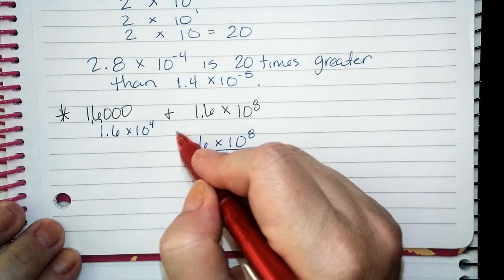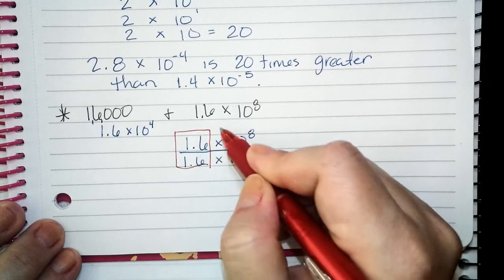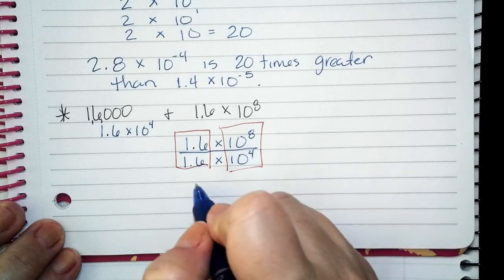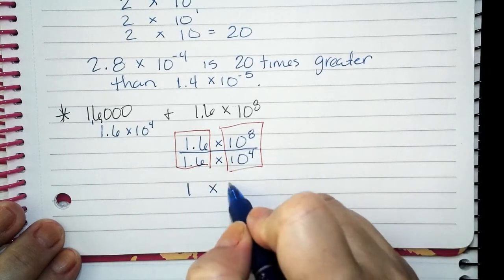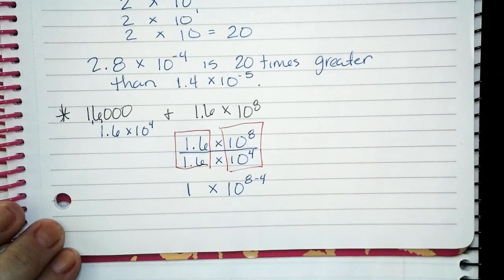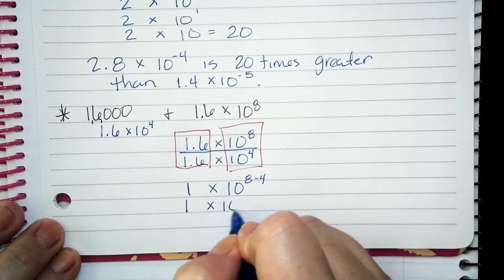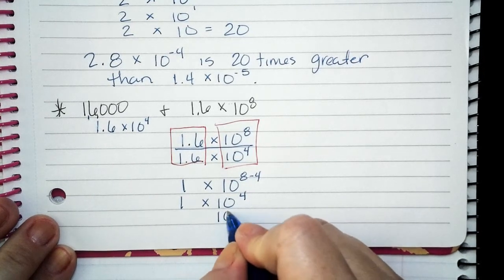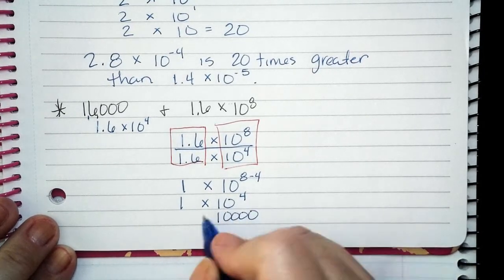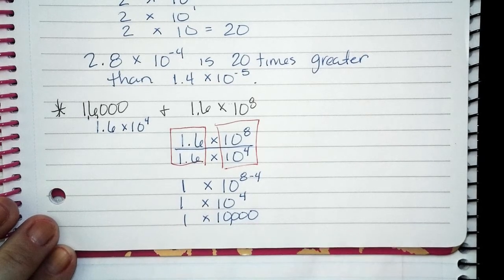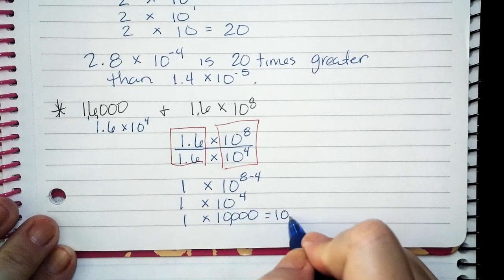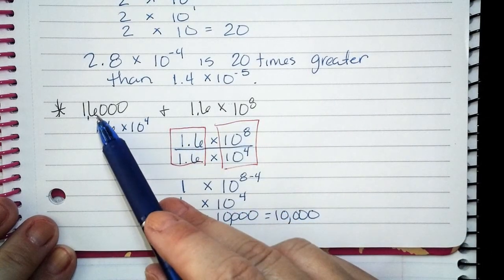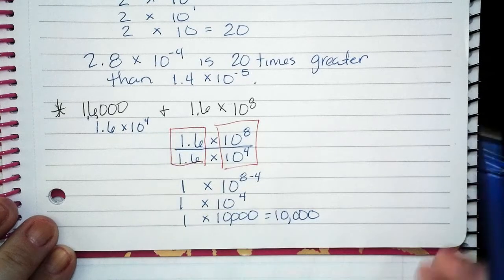So remember, we're just breaking this up. All right, 1.6 divided by itself would be 1. And then remember, we subtract our exponent. So that becomes 1 times 10 to the fourth power. Well, 10 to the fourth power would be 4 zeros in my answer. So that would be the same as 10,000. 10,000 times 1 would be 10,000. So then we would say that 1.6 times 10 to the 8 is 10,000 times larger than 16,000.